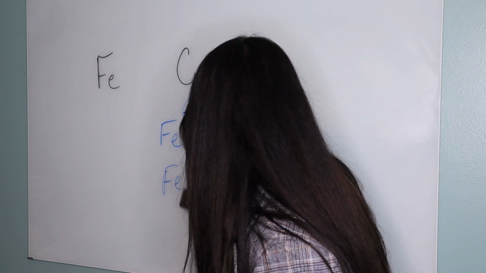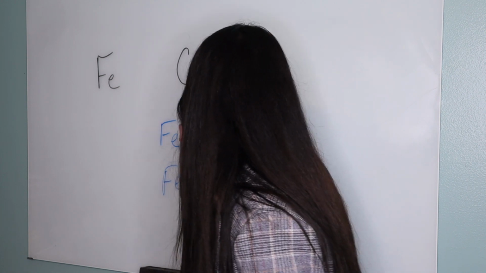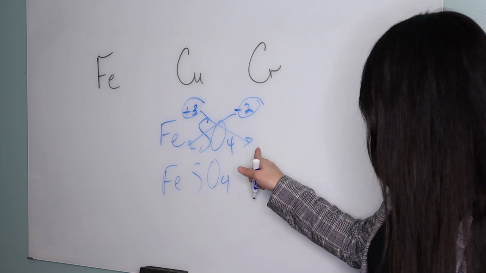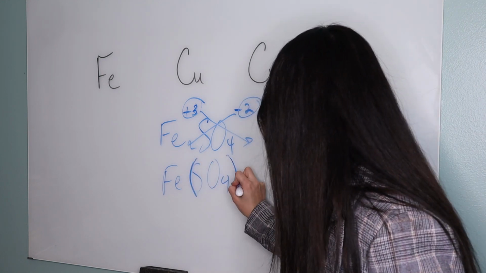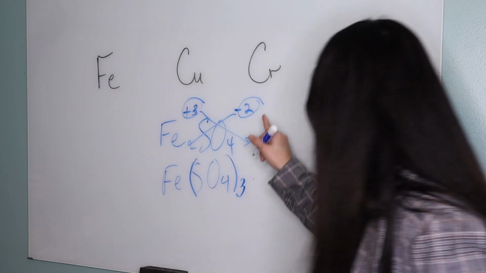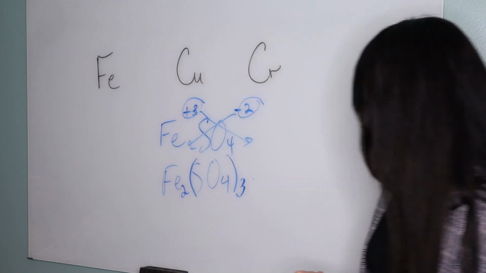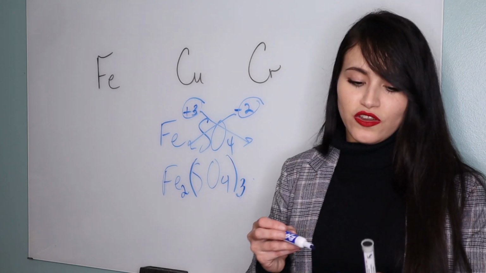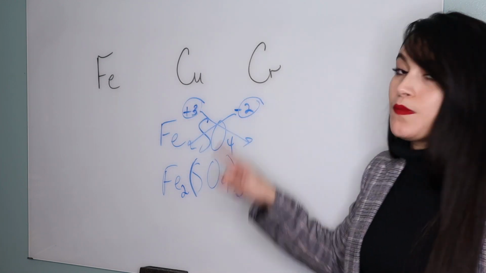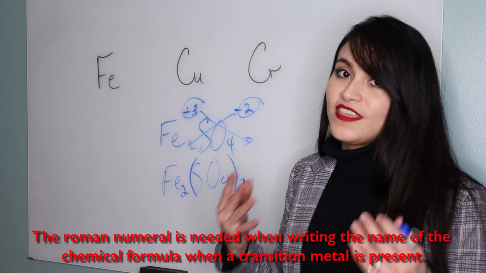If it was a +3, then you would take this number and it will go here. So you write the parentheses, and there's the 3. And you would take this 2, and it will go down there. So just take your time when you're figuring it out. Every time you have iron, copper, and chromium, because they're transition metals, you have to have Roman numerals for the charges.